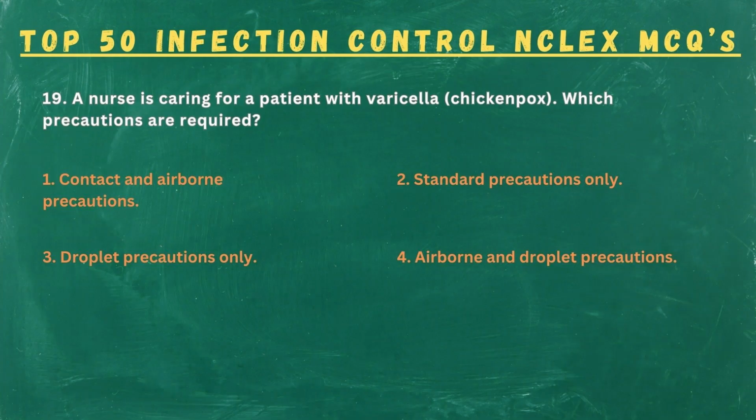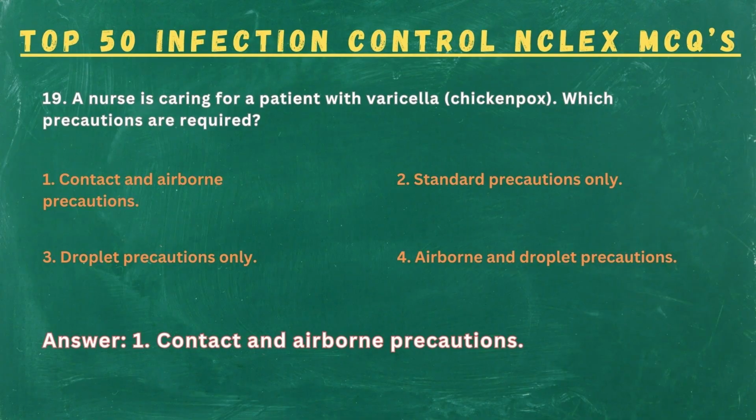19. A nurse is caring for a patient with varicella, chickenpox. Which precautions are required? 1. Contact and airborne precautions. 2. Standard precautions only. 3. Droplet precautions only. 4. Airborne and droplet precautions. Answer: 1. Contact and airborne precautions.